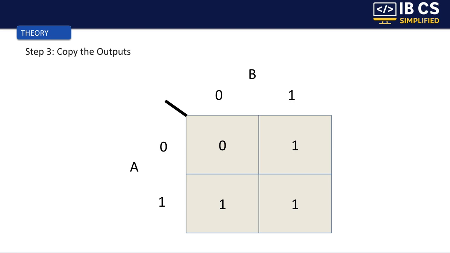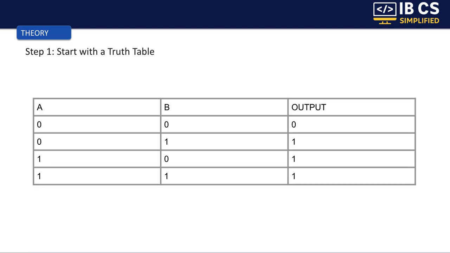Then we copy our outputs from the truth table into the correct positions. Notice that we're only transferring the outputs, not the inputs. So as you can see, we've now got 0, 1, 1, 1, which relates exactly to the outputs of our truth table here.